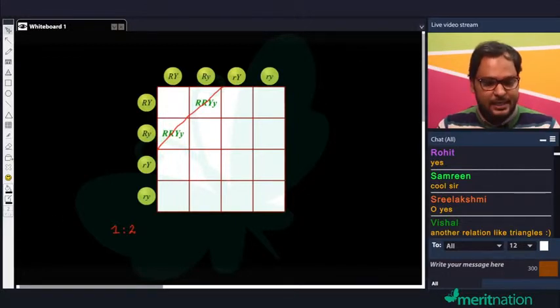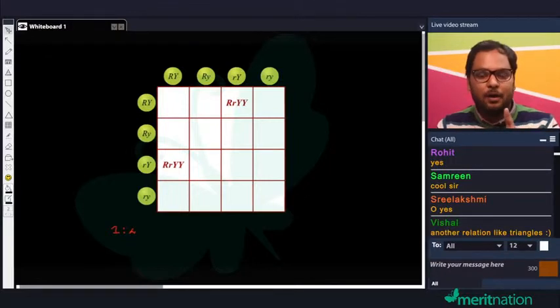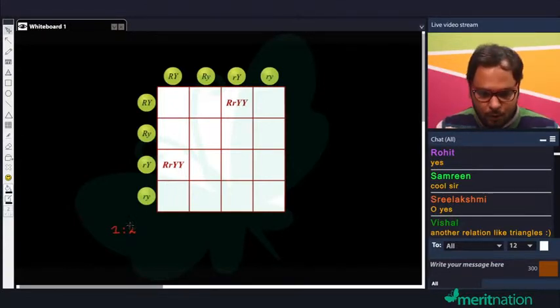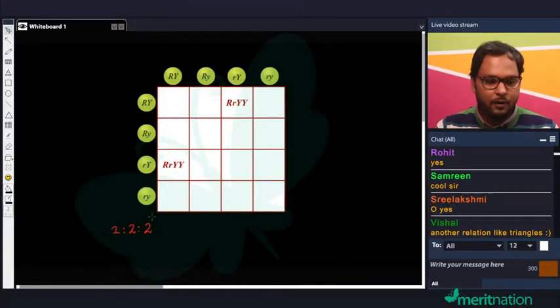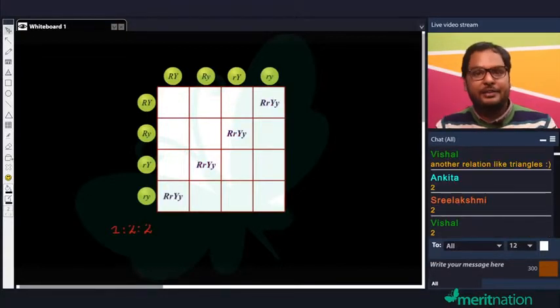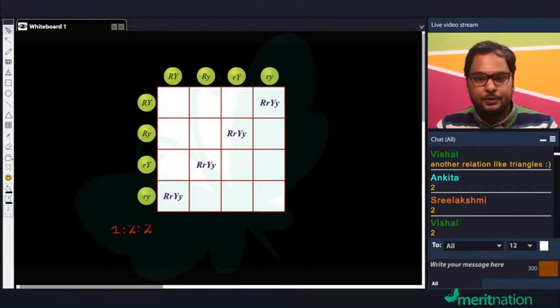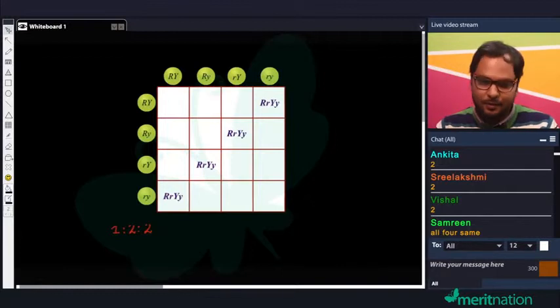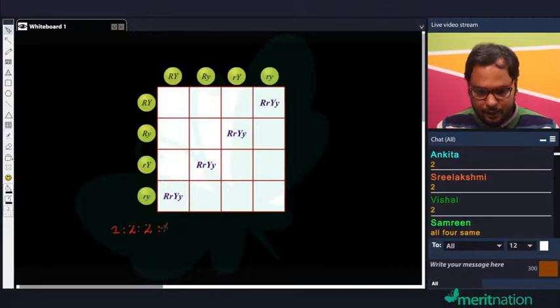Right? Now, see again. Again, two cells which have the same genotype, or two seeds which have the same genotype. Here you can see, exactly the same. So what are we going to write here? 2 again. Let's move again. Now, there are 4 genotypes which are exactly the same: capital R, capital Y, small y. So what should we write here? Write here as 4.